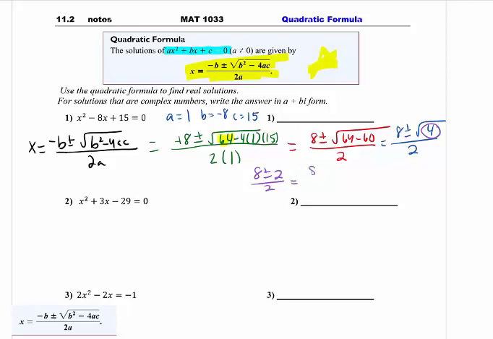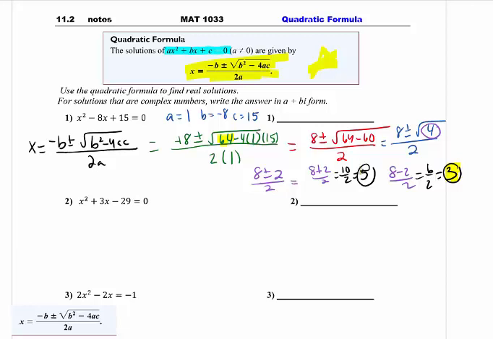I recommend, if the radicals disappear, writing out the plus and the minus separately so that you don't get confused. If you try to do that step in your head, it's super easy to make a mistake. So this gives me 10 over 2, which is 5. This one gives me 6 over 2, which is 3. So my answer here is 3 and 5.